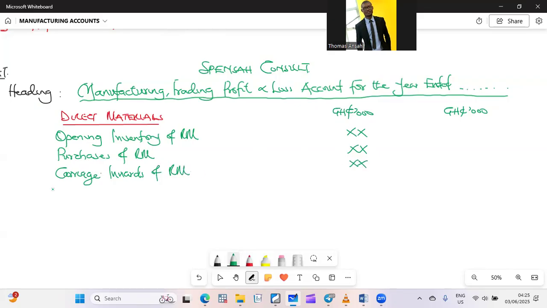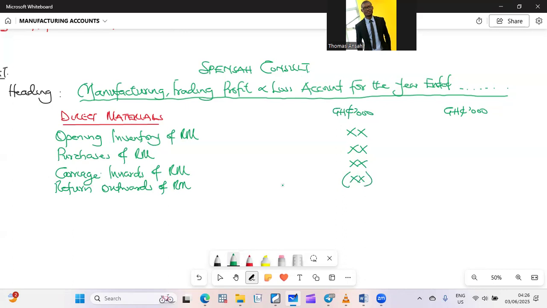Okay. If there is any return of raw material, return outwards. Because anytime there is a purchase, there can be return outwards, just as anytime there is a sale, return inwards. There can also be return outwards of what? Raw material. Please remember, it is on raw material. So take it out.